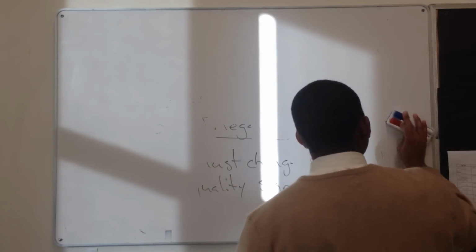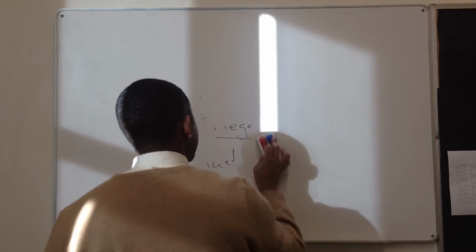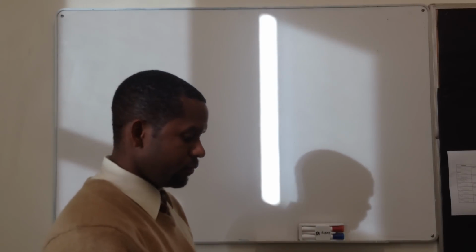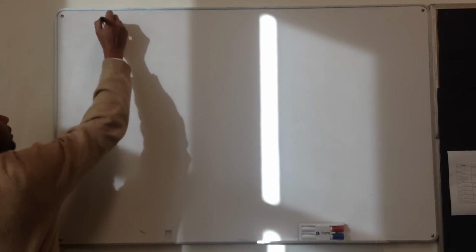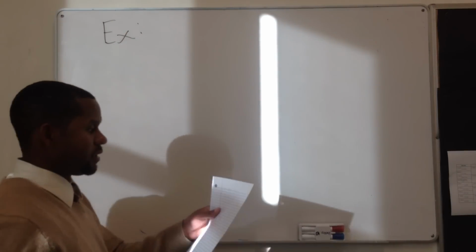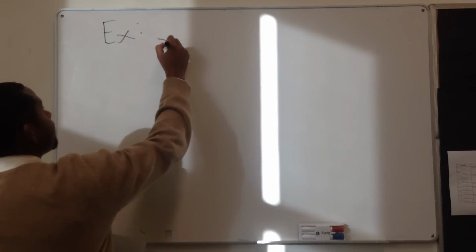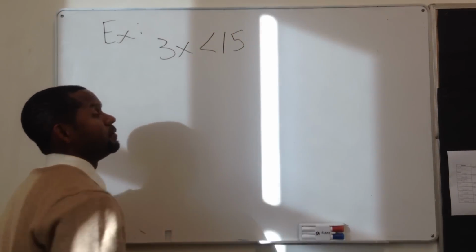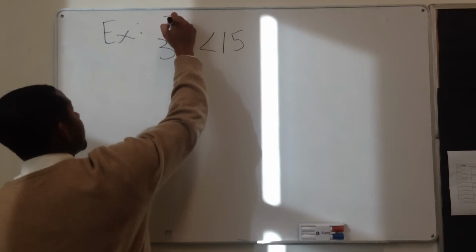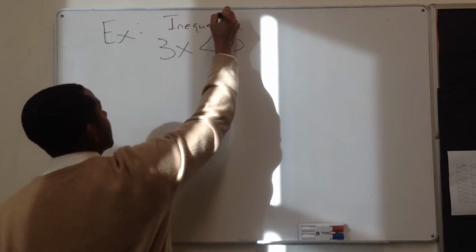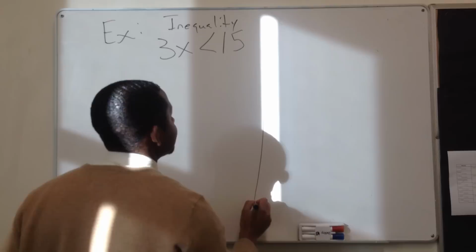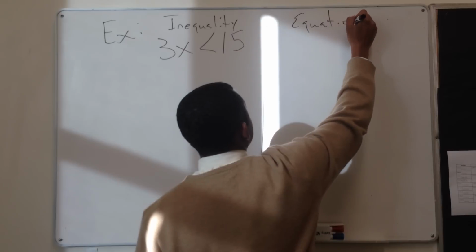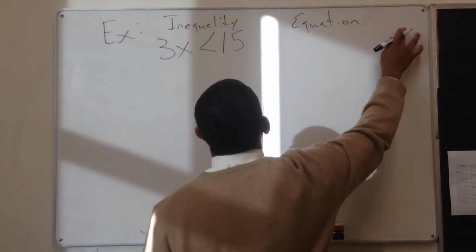Okay, so you got the background. Let's start to do the work. Let's go ahead with some examples. The first example says 3x is less than 15. Here's the inequality, and here's the equation, and we'll look at how they're the same.